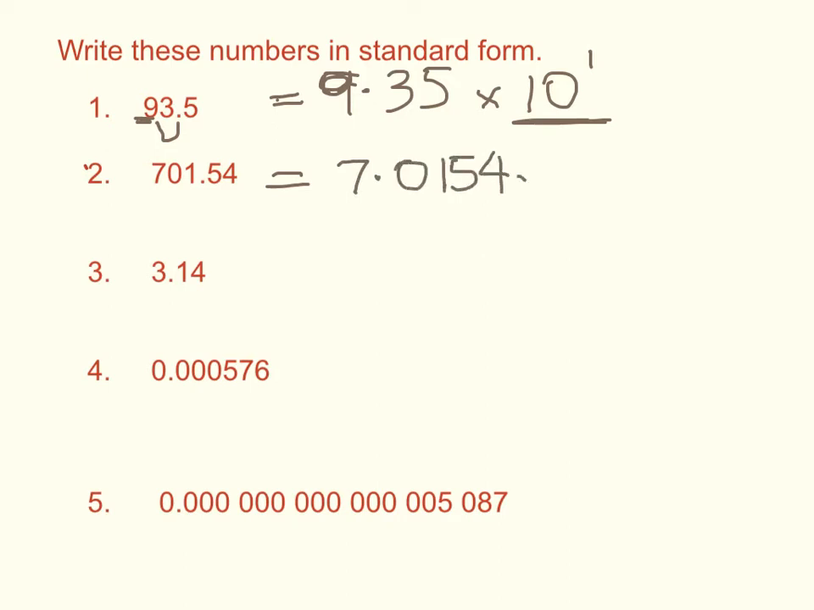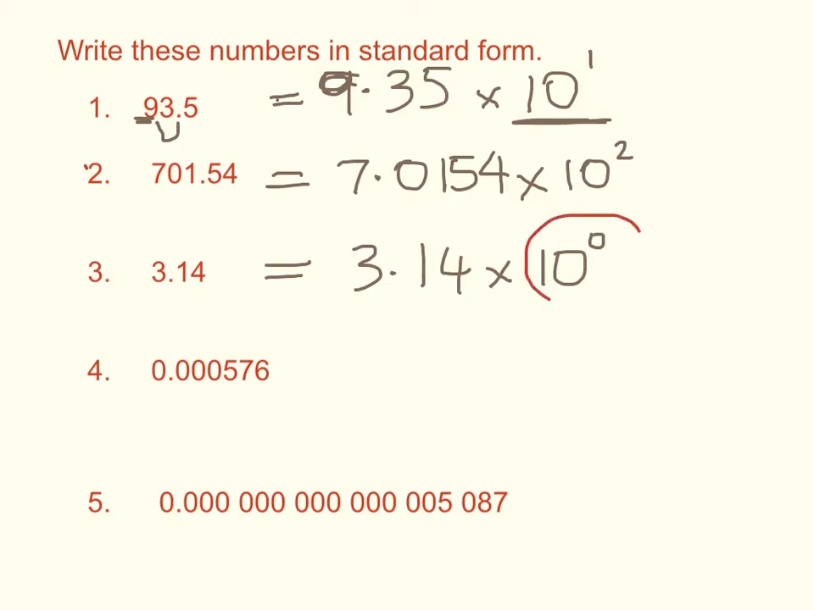Okay, 701.54 will be 7.0154 times 10 squared. Number 3 is already almost written in standard form. It will be 3.14 times 10 to the power of 0. Okay, remember 10 to the power of 0 is how we write 1 when we're working with standard form. Anything to the power of 0 is 1.